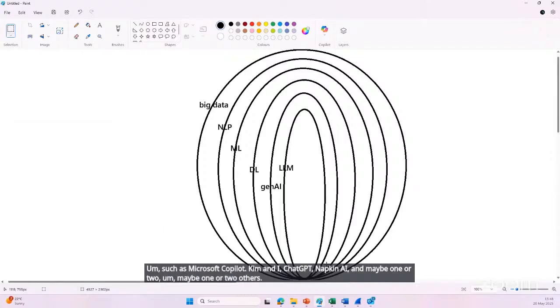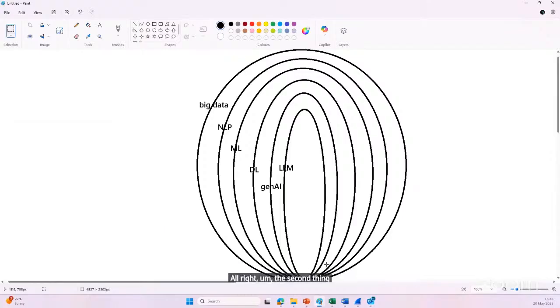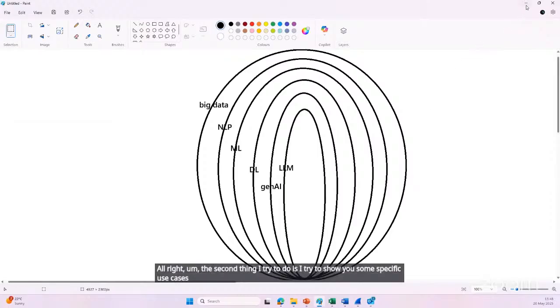All right. The second thing I tried to do is I tried to show you some specific use cases for AI.